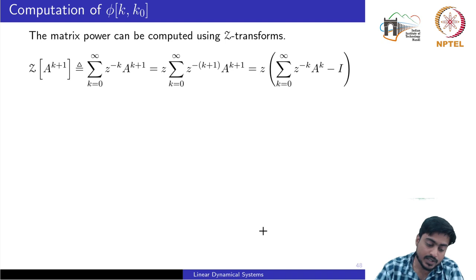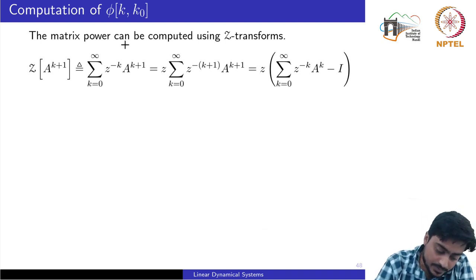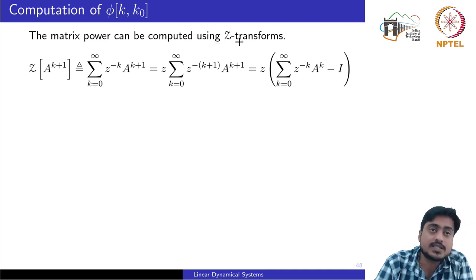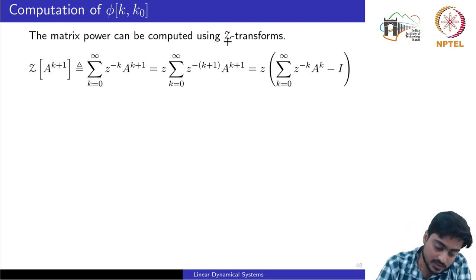Now coming on to the computation of the state transition matrix. Here the matrix power can be computed using Z transforms. For continuous time we use the Laplace transform, and for discrete time we use the Z transform. So we need to compute the Z transform of A to the power k plus 1. I can write this as the summation of z to the power minus k into A to the power k plus 1, where k is from 0 to infinity.